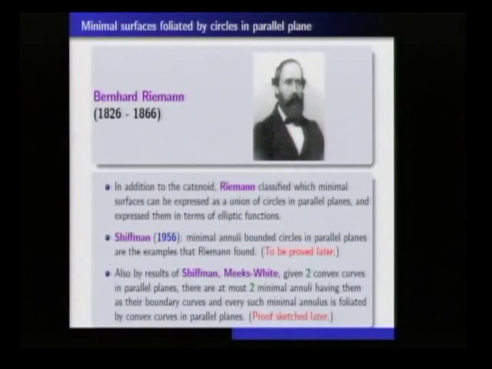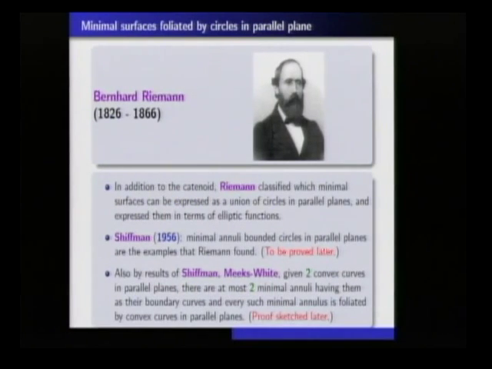So another question here. Suppose the curves are not circles, but they are convex, simple closed curves in two parallel planes. Then the claim is there are at most two minimal annuli. When those are circles, we can do that by classification.